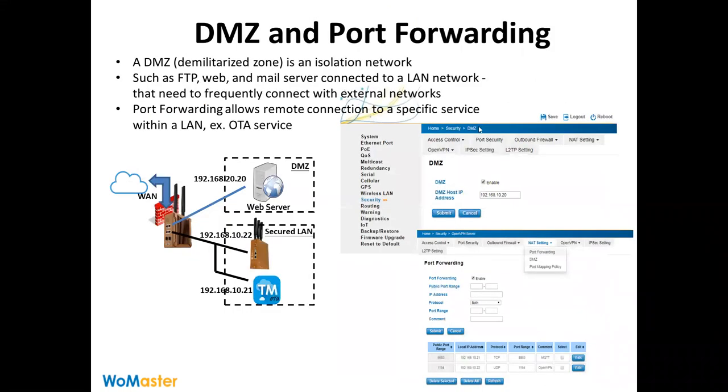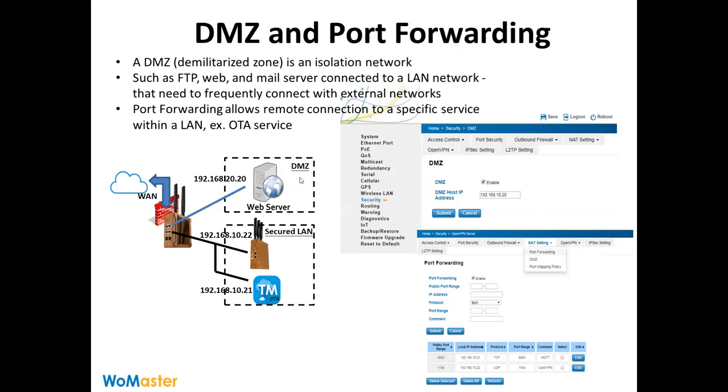And then this is the DMZ and port forwarding. We support this in our router series. Here you can see the DMZ is an isolated network. For example, some services like web service, FTP, and mail server may connect to a LAN. This is the firewall connected to the LAN. So this DMZ needs to be frequently connected to internal networks. In this case, this is the DMZ zone. The FTP or web service, we can put here in the DMZ zone.